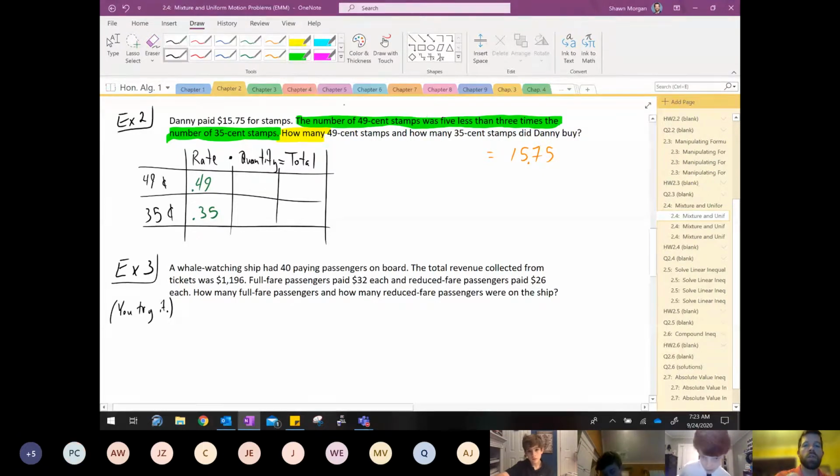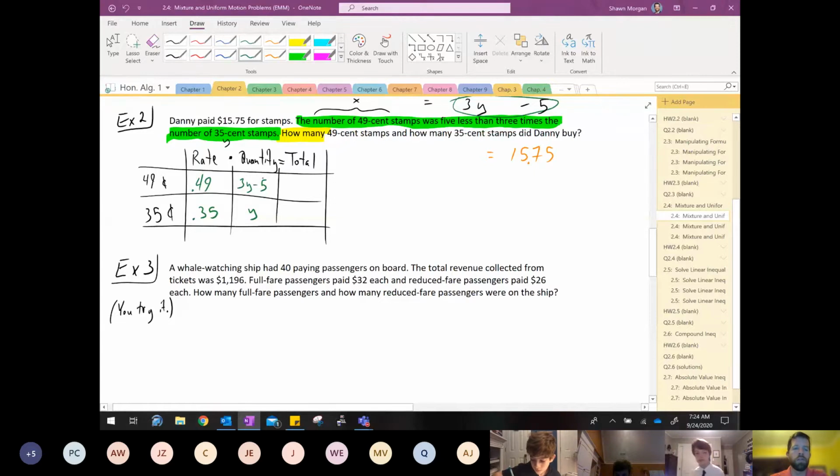It is as though we're saying 49-cent stamps, we just call this X if you guys want to, is 5 less than, so we would say take 5 away from, and then 3 times, maybe we will call this Y, I don't care. 3 times Y. So if I let my unknown, let's just call it Y, stand for the number of 35-cent stamps, then I can use this expression right up here to stand for the unknown number of 49-cent stamps. So 3Y minus 5.